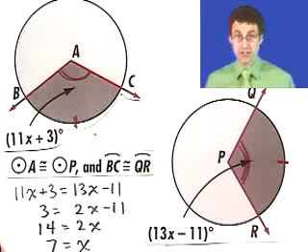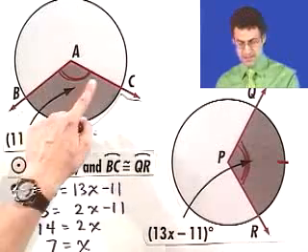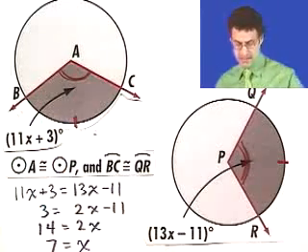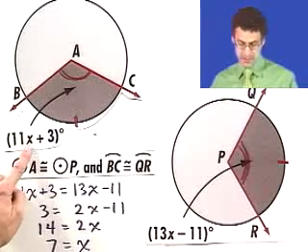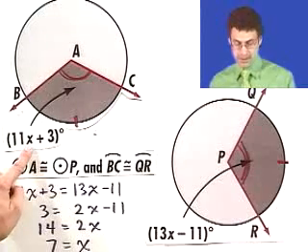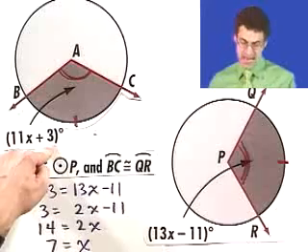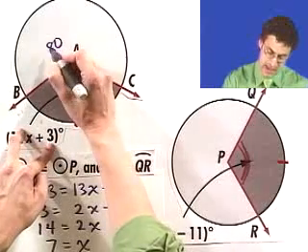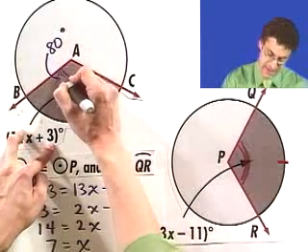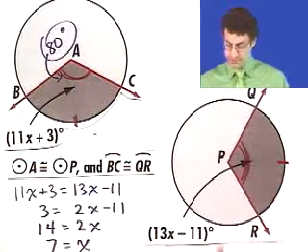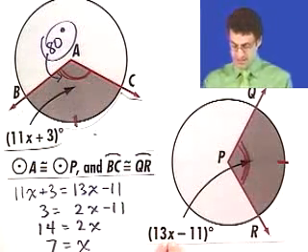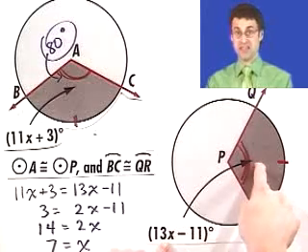But that's not the answer, because I'm supposed to find this angle, BAC. So I have to go back and plug in 7 here. So I see 11 times 7, which is 77. I add 3, and I get 80. And so I see that's 80 degrees. And that's the answer. By the way, you might want to check a little bit and just verify for yourselves that if you plug in 7 into here, this also is going to yield 80 as it should.